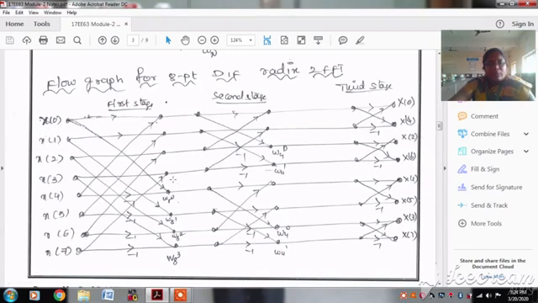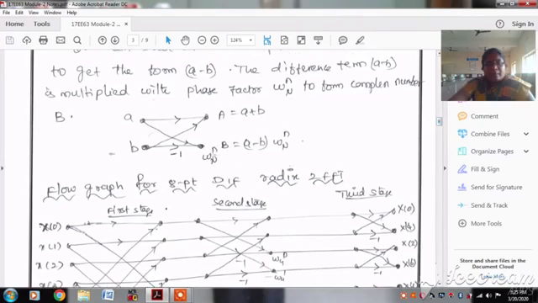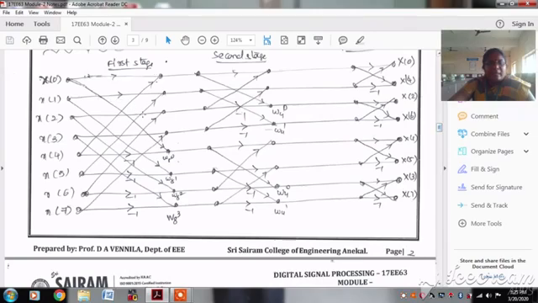And then the twiddle factor will be multiplied here. In DIT, the twiddle factor will be multiplied here, but in DIF, the twiddle factor will be multiplied here, as I have already shown in the basic butterfly diagram. Then the output of the first stage is taken and considered as the input for the n by 2 point DFT.